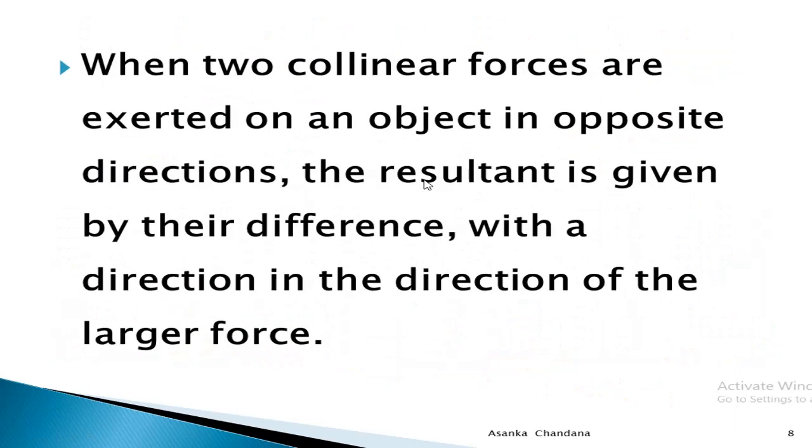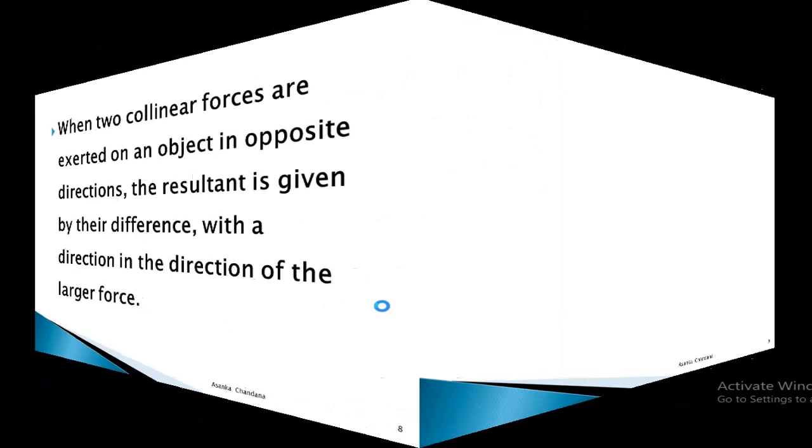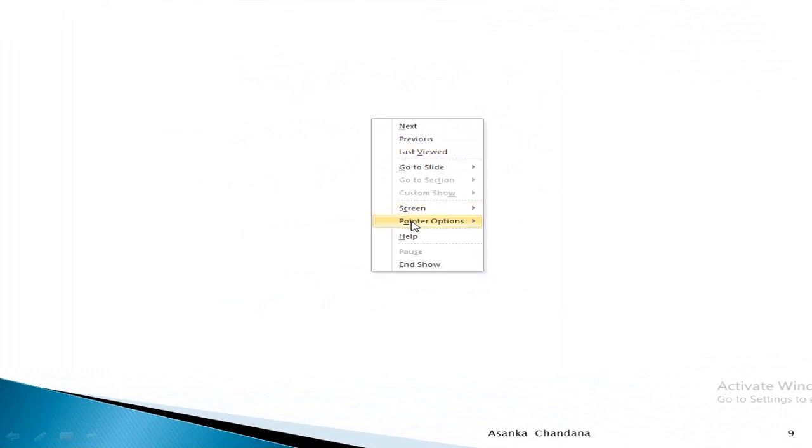Now think about this one. When two collinear forces are exerted on an object in opposite directions, the resultant is given by the difference, with a direction in the direction of the larger force. Again, I will explain it.